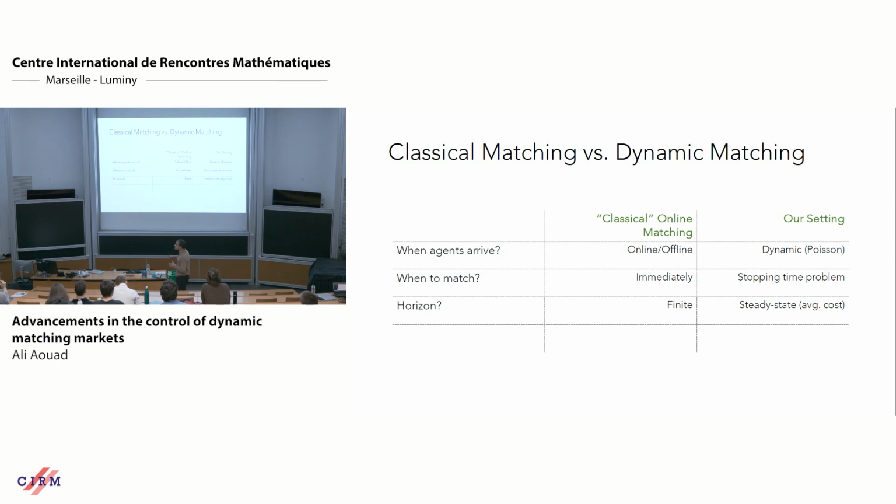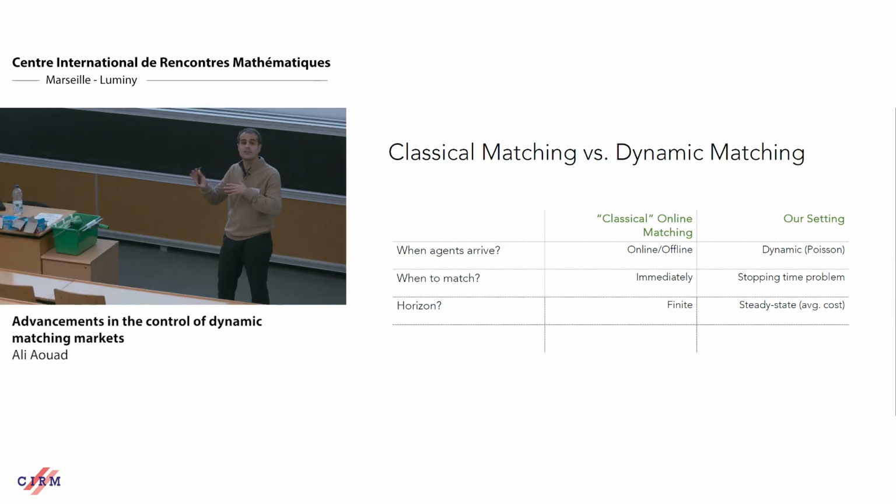But here we have dynamic arrivals, in the sense that we can have arrivals potentially on both sides of the market, and each agent will stay for some time before they leave. Of course, this word dynamic is a bit contentious, so what I mean by this is really Poisson arrivals and memoryless departures.